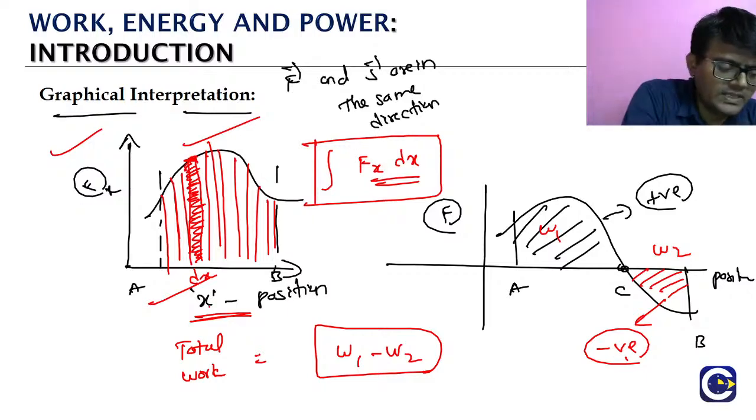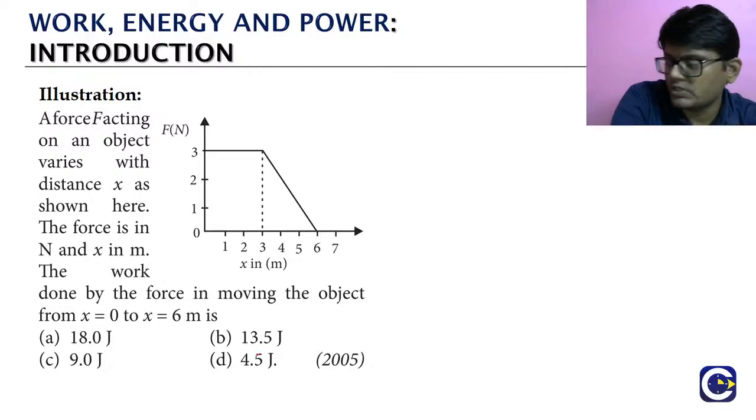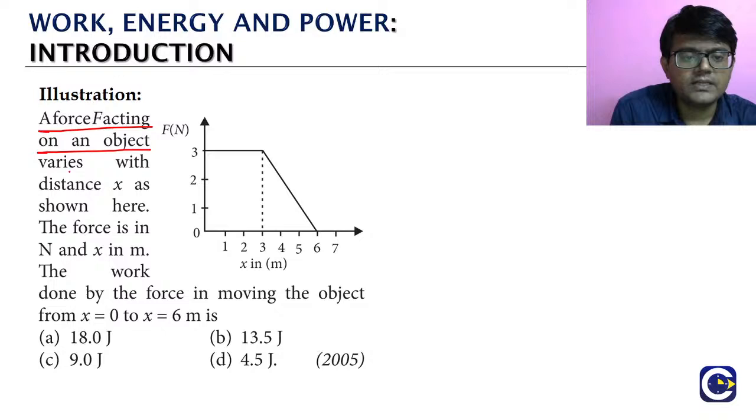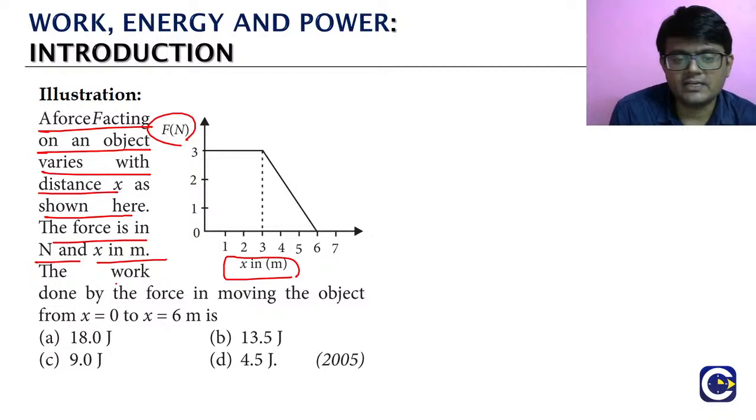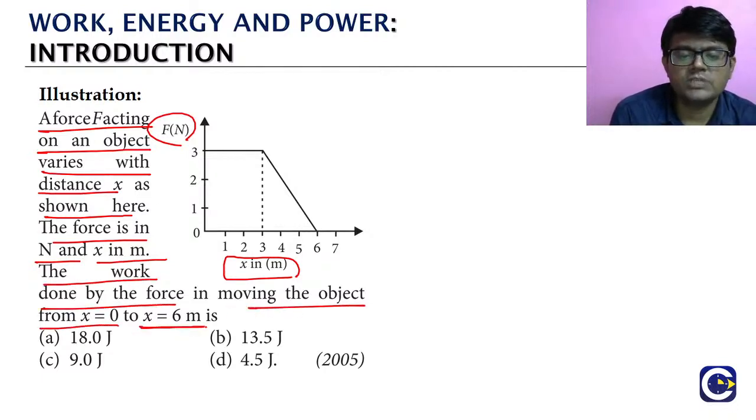We'll just look at a sample question on this. A force acting on a body varies with the distance x as shown here. So force is varying with respect to distance. The force is in newtons, x is in meter. Work done by the force in moving the body from x is equal to 0 to x is equal to 6. So from here we are moving up to x is equal to 6.